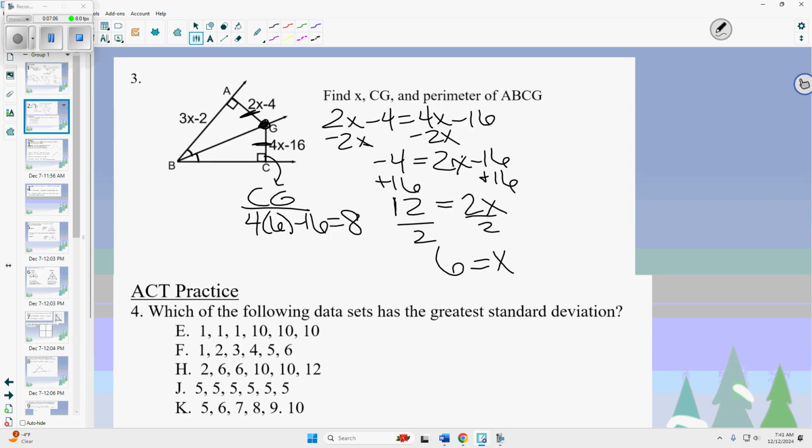Okay, then what else do I have to do? So 3 times 6 minus 2, which is? We're going to do some good math here, 16. 3 times 8 is 18 minus 2, 16 there. 8 here. Why do I have to do it twice?